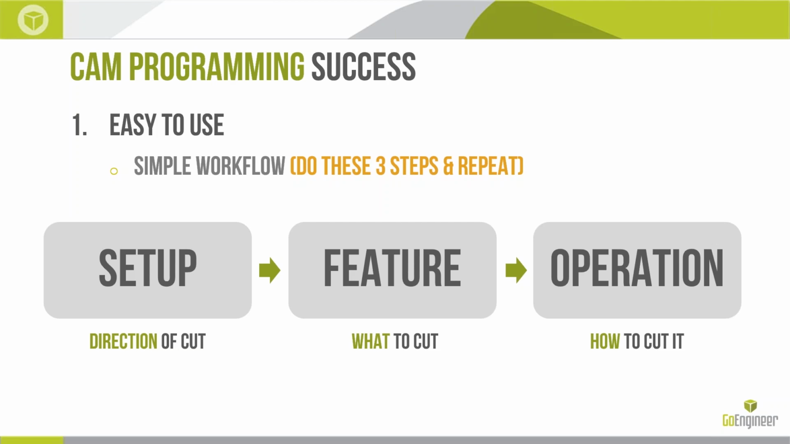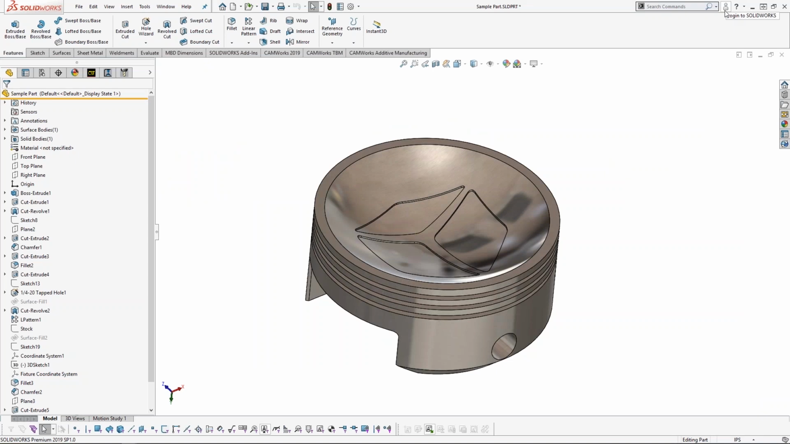So what direction are we cutting from? What do we cut? And how do we cut it? So let's jump into the software and see what that looks like. Many of you watching here are SOLIDWORKS users, but if you aren't, welcome to SOLIDWORKS. This is a SOLIDWORKS user interface.